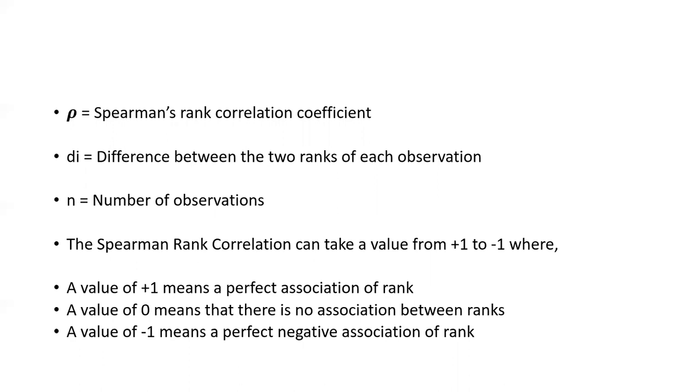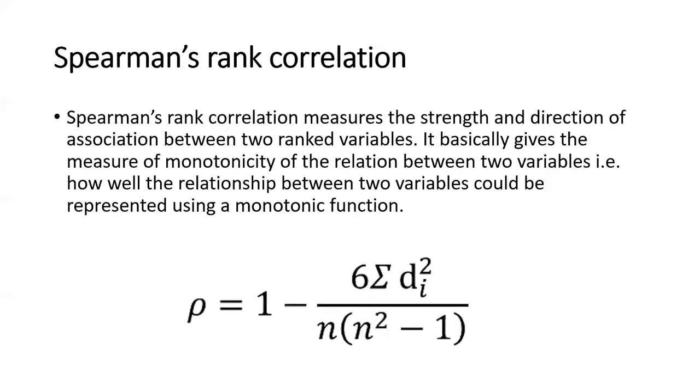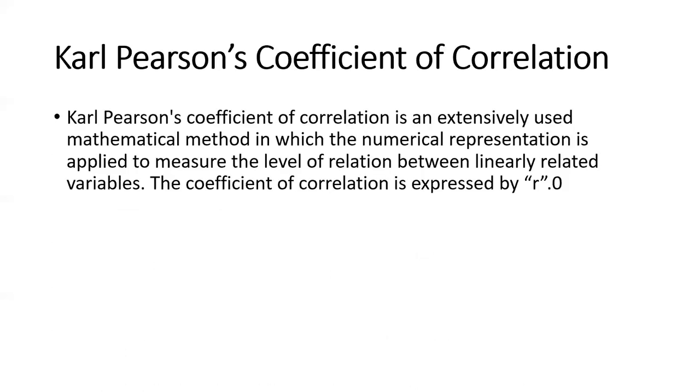A value of +1 measures a perfect association of ranks. That is, if the value is positive one, we say that a perfect association of ranks exists. If the value is 0, there is no association between the ranks. If the value is −1, there is a perfect negative association between the ranks. I hope this Spearman rank correlation is clear.